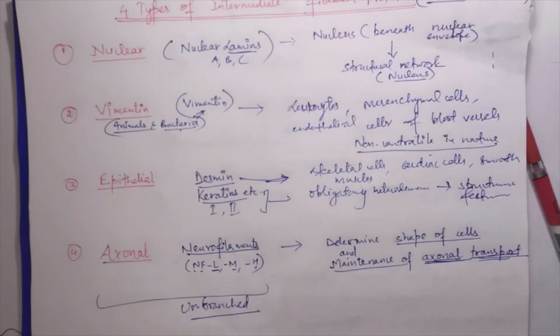So this is all about intermediate filaments, their structure and types, and in which type of cells they are found. In subsequent lectures we will discuss their regulatory functions in animal systems.